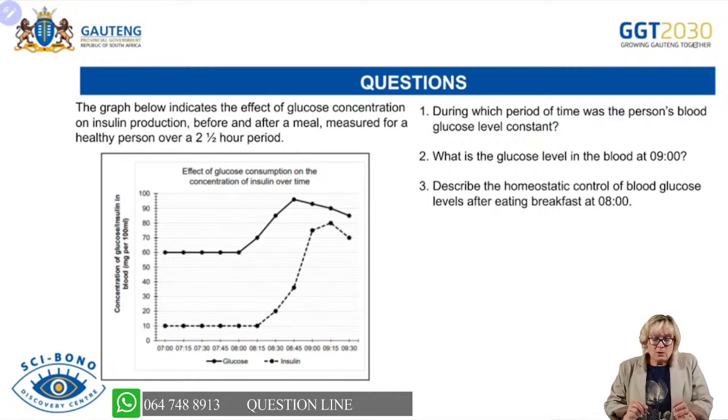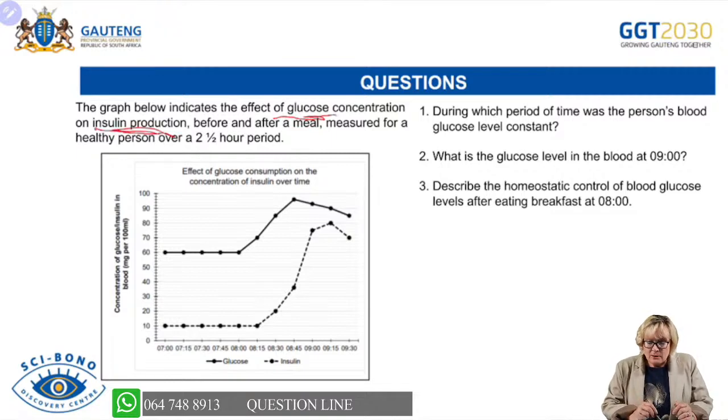First of all, the graph below indicates the effect of glucose concentration on insulin production before and after a meal, measured for a healthy person over a 2.5-hour period. All right, don't even look at the questions yet. We must first look at the graph. So they're telling us this is a healthy person. So this person, it means that the insulin secretion is working normally. And they say it's for a 2.5-hour period, so they've measured it for quite some time, and they say it shows the effect of glucose concentration on insulin production.